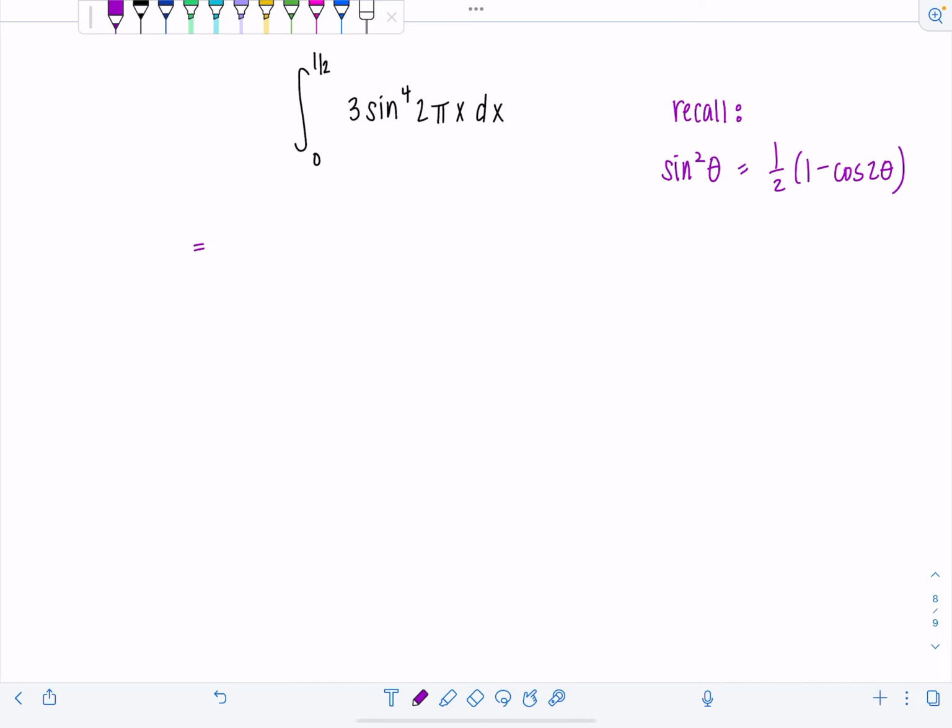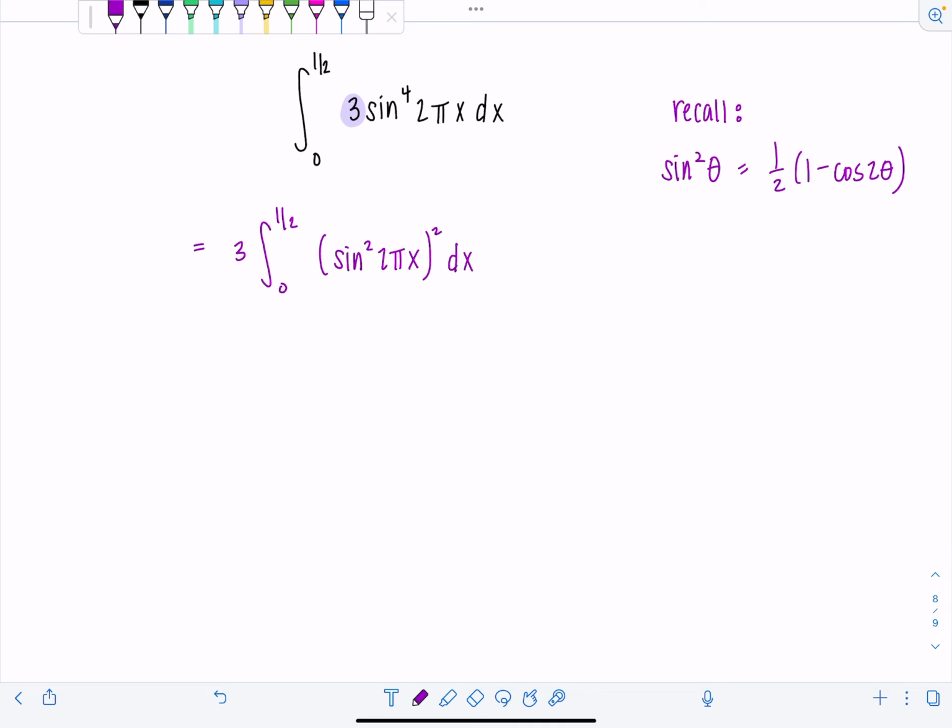To get the ball rolling, I always tell my students, take that constant out so it's not bothering you. So 3 times the integral from 0 to 1/2. Instead of sine to the 4th, I'm going to write it as sine squared of 2 pi x, quantity squared, dx.